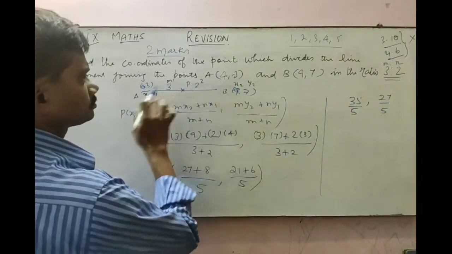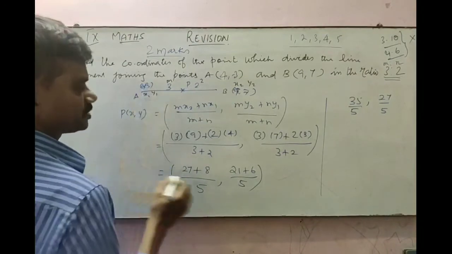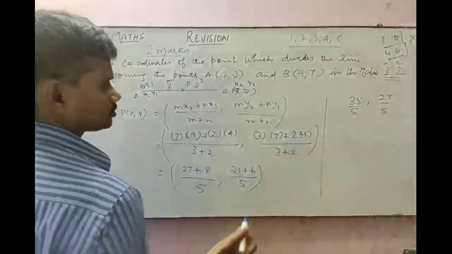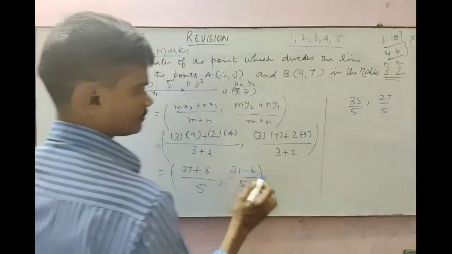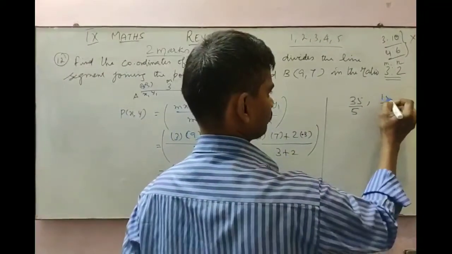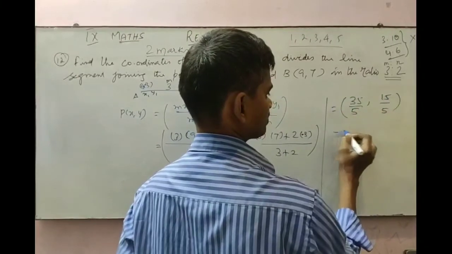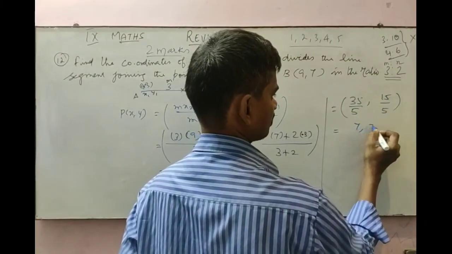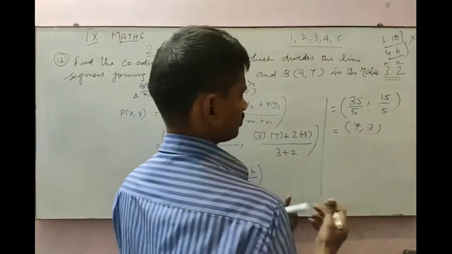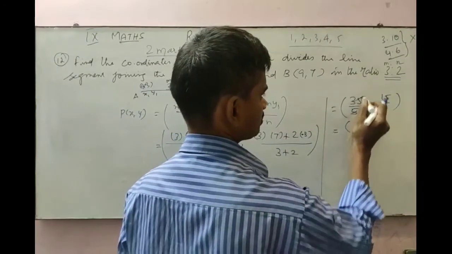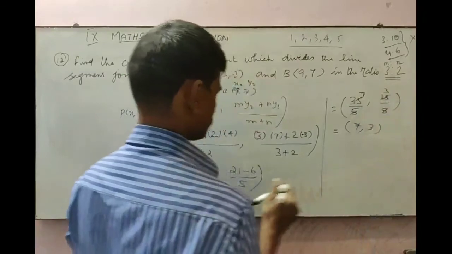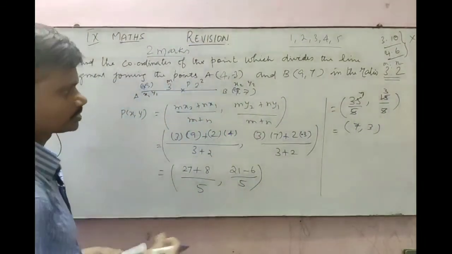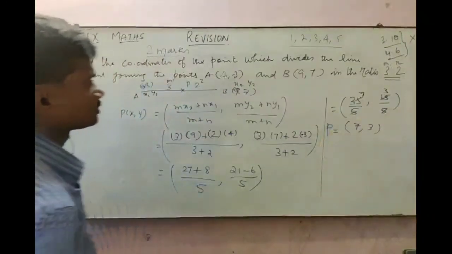Sorry, 2 into minus 3 here, minus 6, which gives 15 by 5. So the answer is 7, 3. On cancelling this, you will get 7 times here, 3 times. So 7, 3. So this is the coordinates of P.